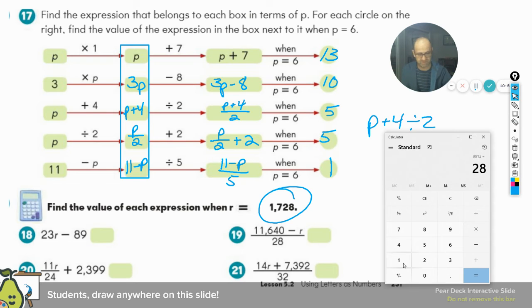Okay, equals 354. The next one is 11 times 1,728 equals, divided by 24 equals, plus 3,191. And finally, you get 14 times 1,728 equals plus 7,392 equals, divided by 32 equals 987.